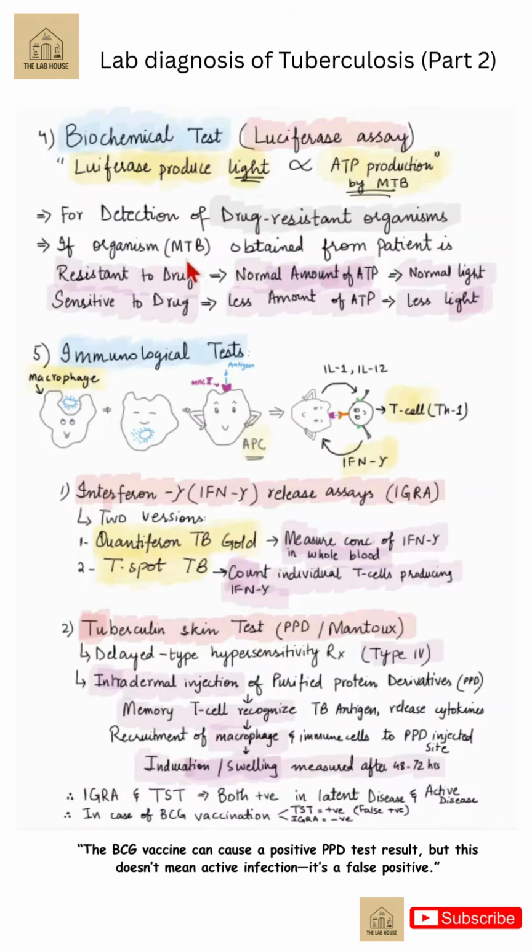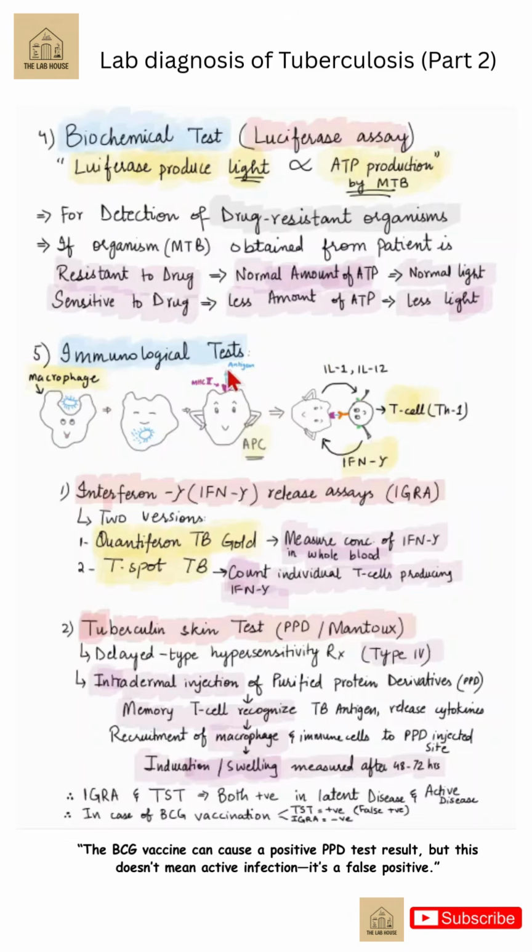So, if the bacteria is resistant to the drug, it will not get killed by the drug, and it can produce the normal amount of ATP. So, the luciferase assay will produce normal amount of light, but if the MTB is sensitive to the drug, it can get killed by the drug and it cannot produce a normal amount of ATP. So less amount of ATP is produced and the luciferase assay will give less amount of light.